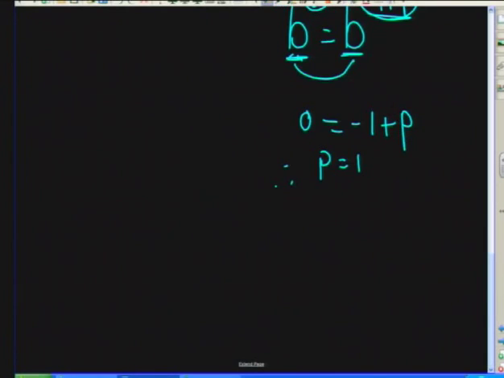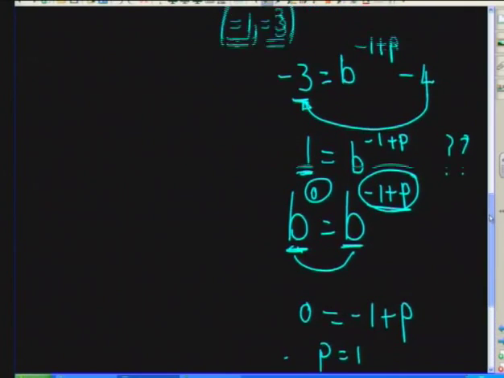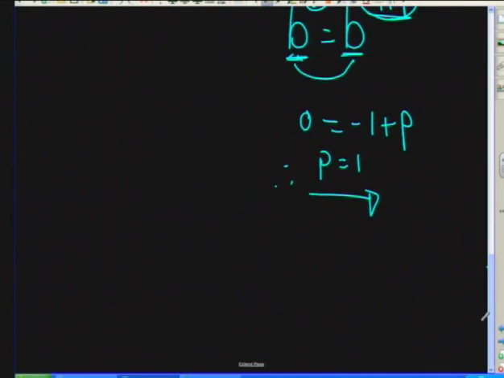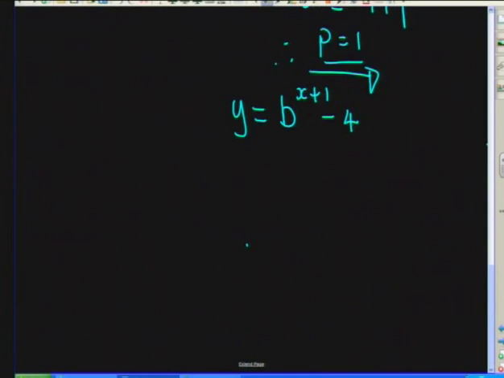Therefore, taking the -1 over, I'll get p is equal to positive 1. So we've got p is equal to positive 1 by substituting the coordinates of -1 and -3 in place of x and y. So now our equation changes slightly again. It's now going to become y is equal to b, which is still unknown, to the power x plus 1, and then minus q, which was minus 4. So our equation has evolved. Now we only have one unknown, the value of b.